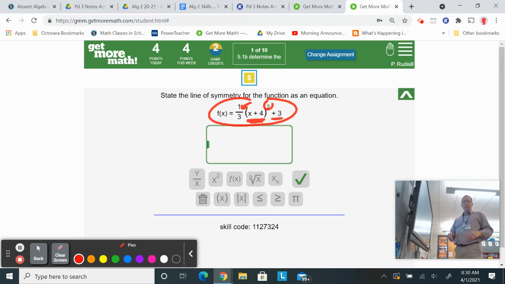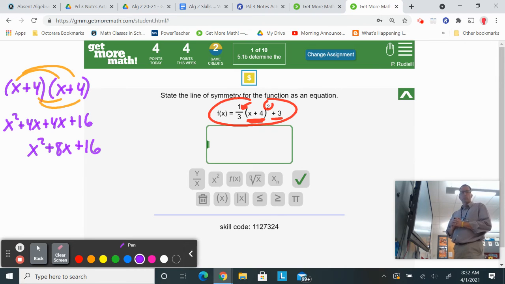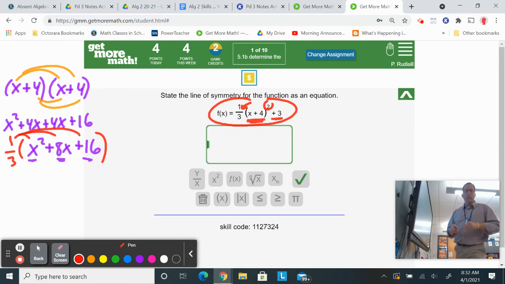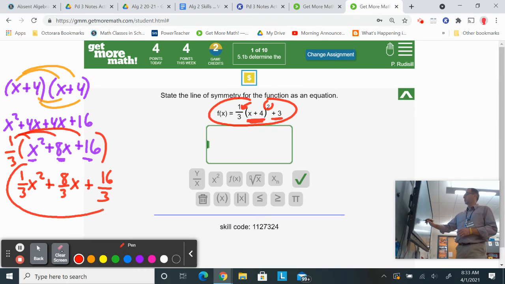So I'm going to pause the video. I'm going to do that work over here on the left side. Okay, I'm back real quick. Notice I ended up with x squared plus 8x plus 16 when I multiplied x plus 4 times x plus 4. Now I need to take the 1/3 and multiply it times all that. So I need to distribute. So I'm going to pause the video and I'll show you what I get. So I ended up with 1/3 x squared plus 8/3 x plus 16/3.